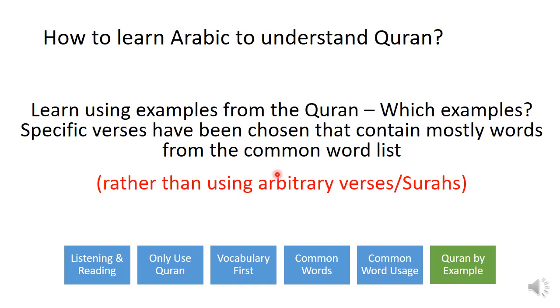The last point is we're going to learn using examples from the Quran, and we're going to be careful about the examples we choose. We're not going to choose random verses, or verses that you might have memorized, like Qul Huwallahu Ahad, Allahu Samad. Samad, for example, doesn't occur that often in the Quran. So we're not going to introduce verses where some of the words don't occur often in the Quran. We're going to try and pick verses and examples where all the words occur from our 150 word list, and that will help us reinforce what we're learning.